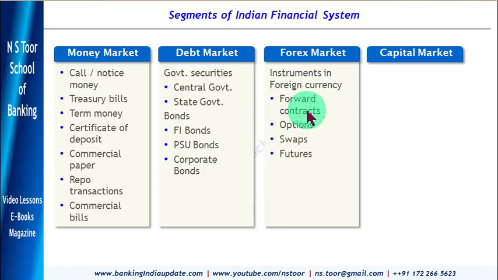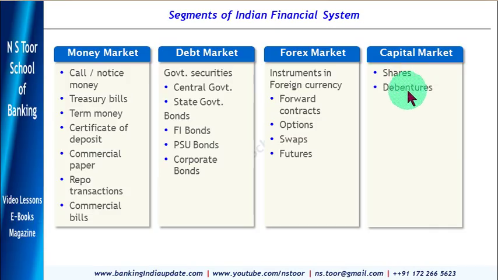As regards capital market, in capital market we have primarily the shares, that is also called equity, and debentures, that primarily is a debt. Now shares can be equity shares, shares can be preference shares also. So debentures are just like bonds. Bonds are normally unsecured, whereas debentures are basically secured instrument of borrowing.